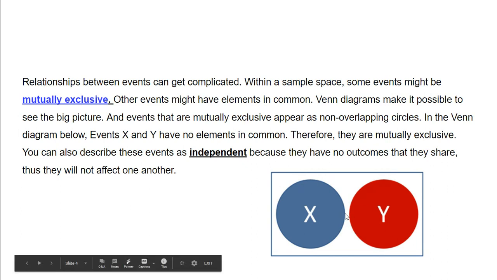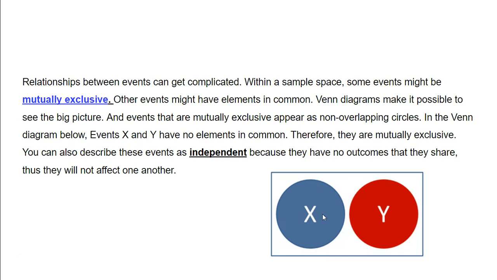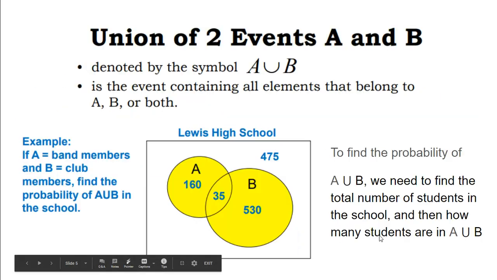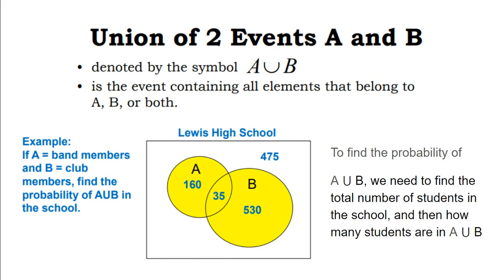Okay, so that's the reason why mutually exclusive events, also known as independent events, when we represent them as Venn diagrams, those circles do not touch, right? So we're going to just go through an example of a union problem really quick.